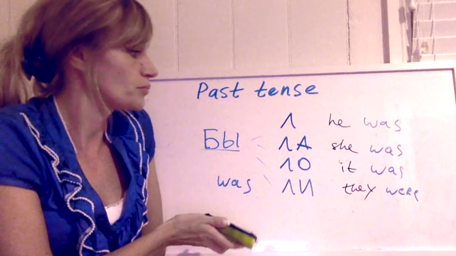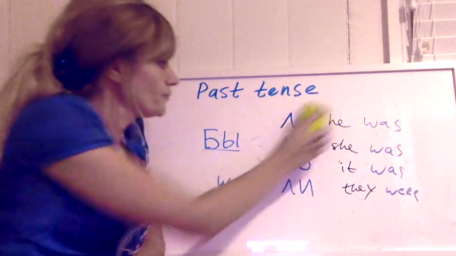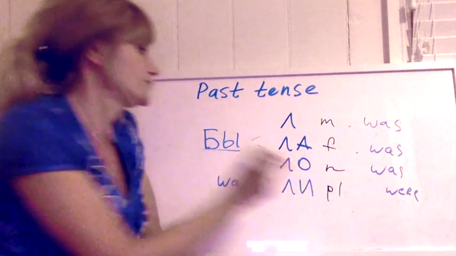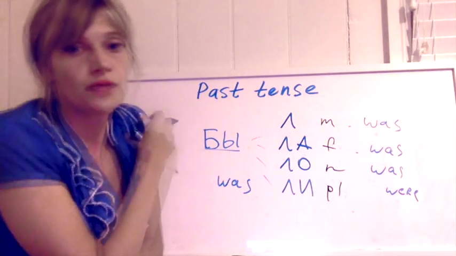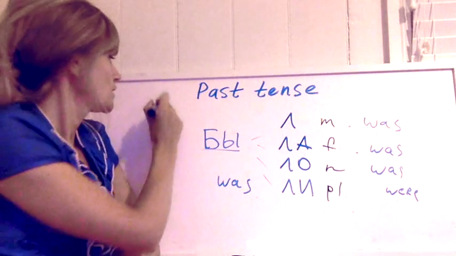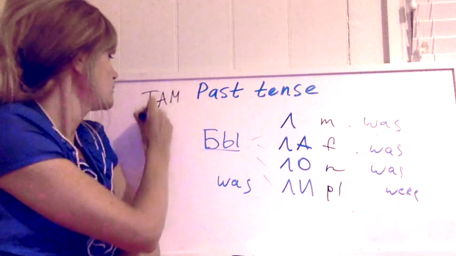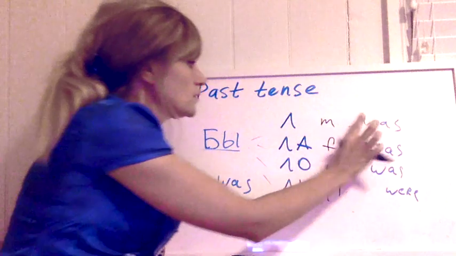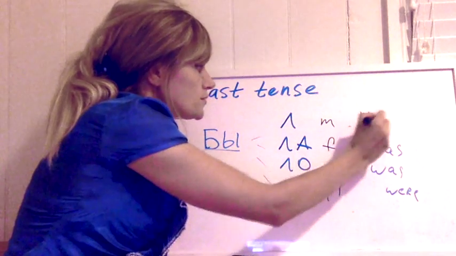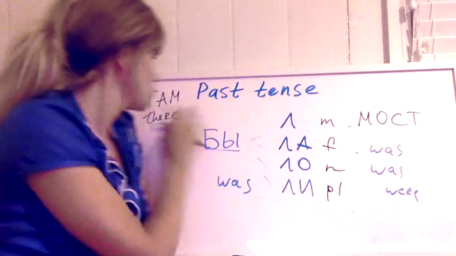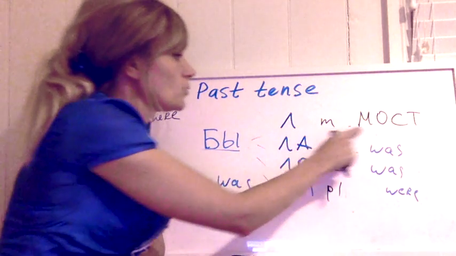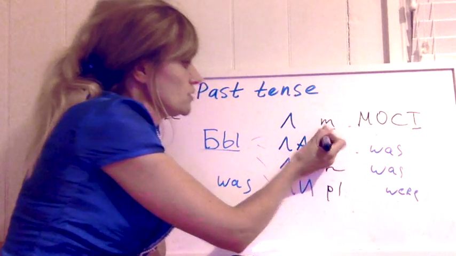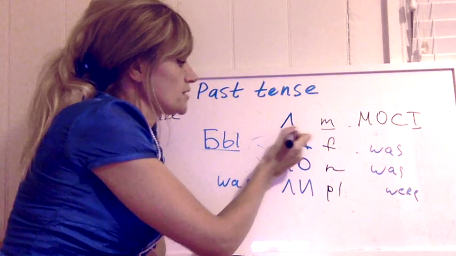Let's use not person but nouns, gender. So masculine, feminine, neutral, and plural. Okay. Let's say there was a bridge there. Там, there, был, most, bridge. Там был мост. Ending on consonant, masculine gender, masculine ending for past tense, L.